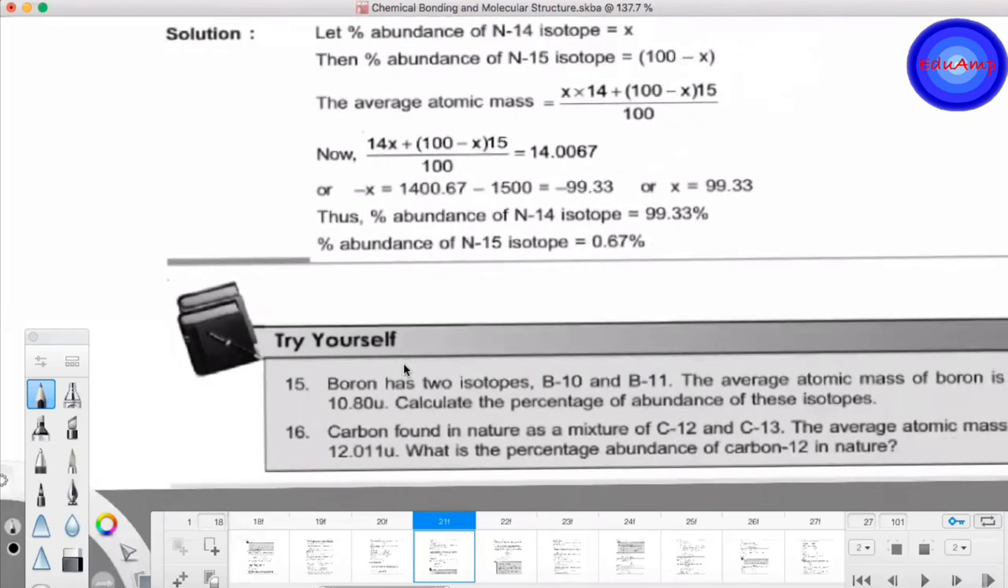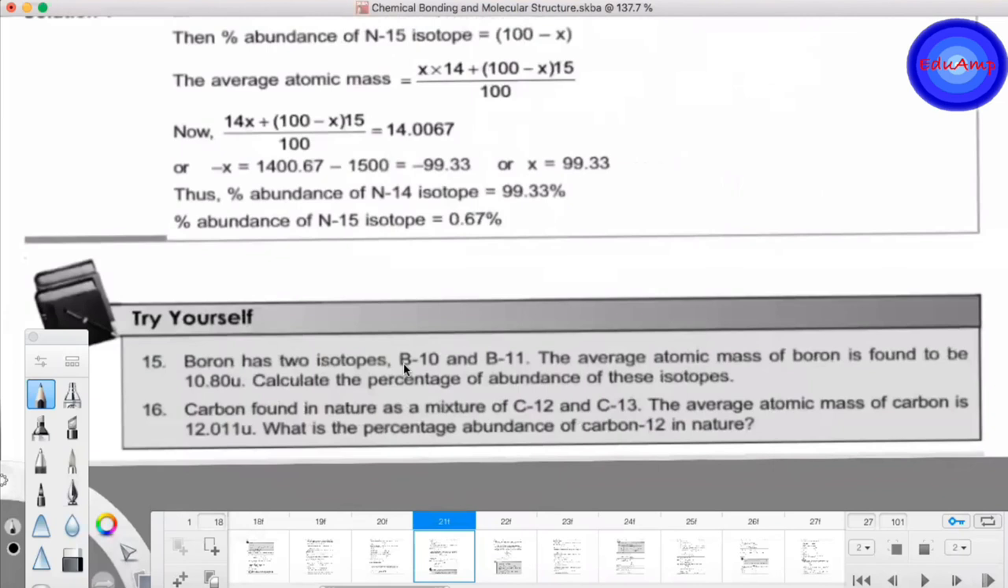I hope everybody is able to see. Try yourself, question number 15 and question number 16. Let's have a quick practice on these two questions. Boron has two isotopes, B10 and B11. The average mass of boron is found to be 10.80. Calculate the percentage abundance of these isotopes.